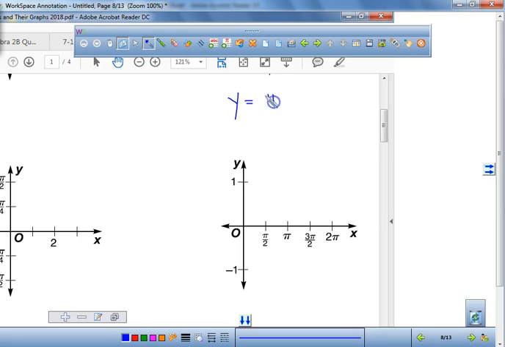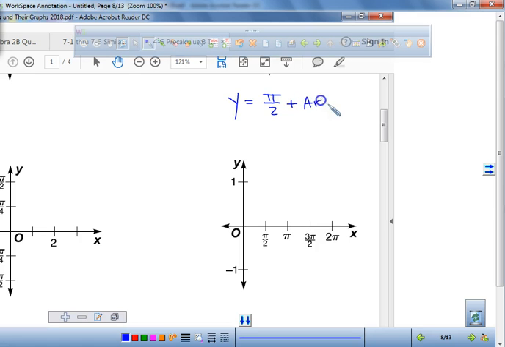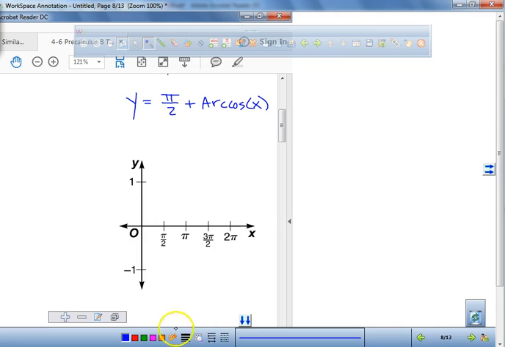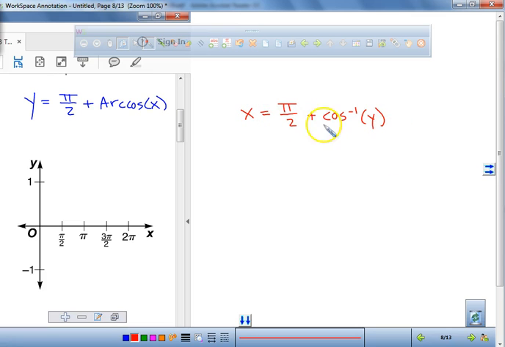Y equals pi over 2 plus the arc cosine of x. So here's what I want you guys to do. We are going to find its inverse. So the very first thing, what are we going to exchange? X and y. So x equals pi over 2 plus, now I'm going to change it right now to the inverse of cosine, and I'm going to put y. So exchange the x and the y. That's the first step. All right, step 1.